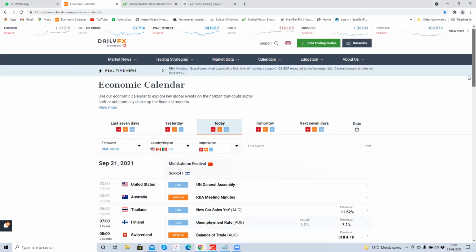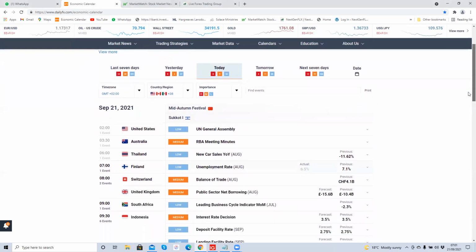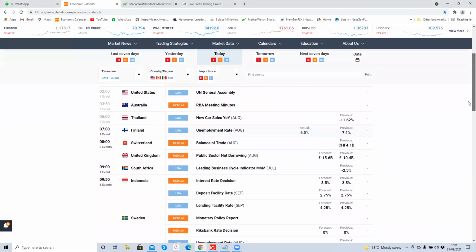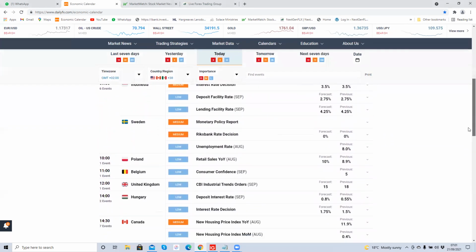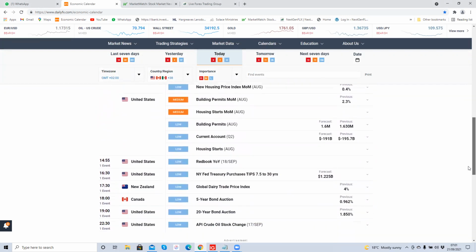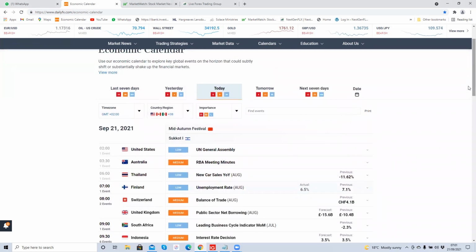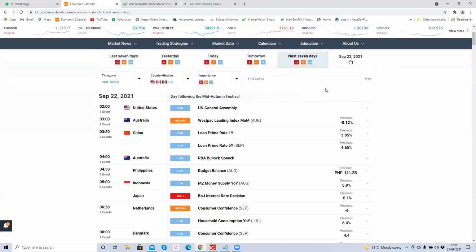So looking at the calendar for today, let's have a look. And so far, there are no reports of high importance. So today, there are no reports of high importance, so we can start trading the market straight away. And there's also no public holidays in the UK or the USA, so we're fine to start trading straight away. But it's also good to look at the rest of the week. So we'll look at the next 7 days.